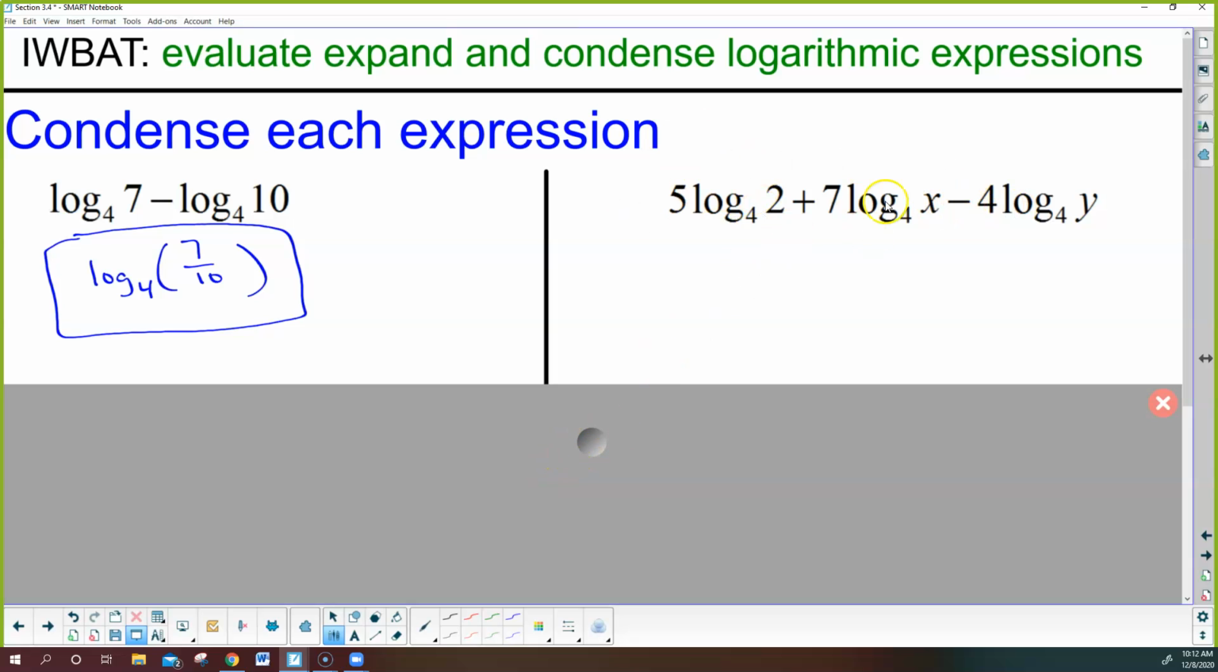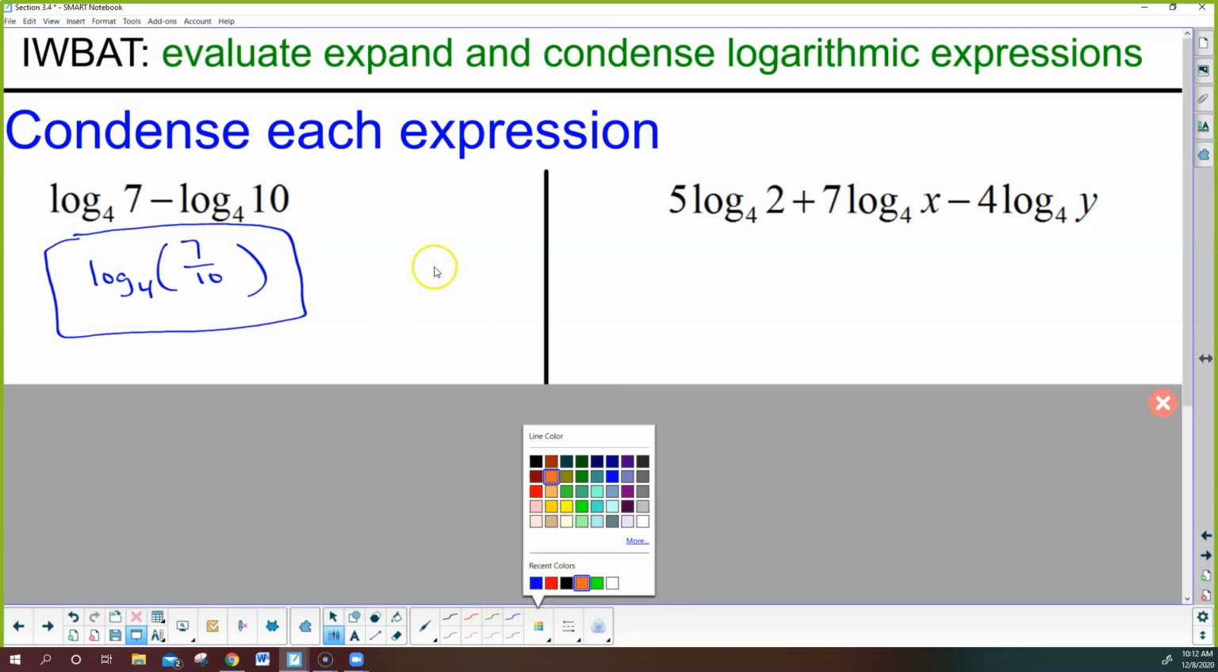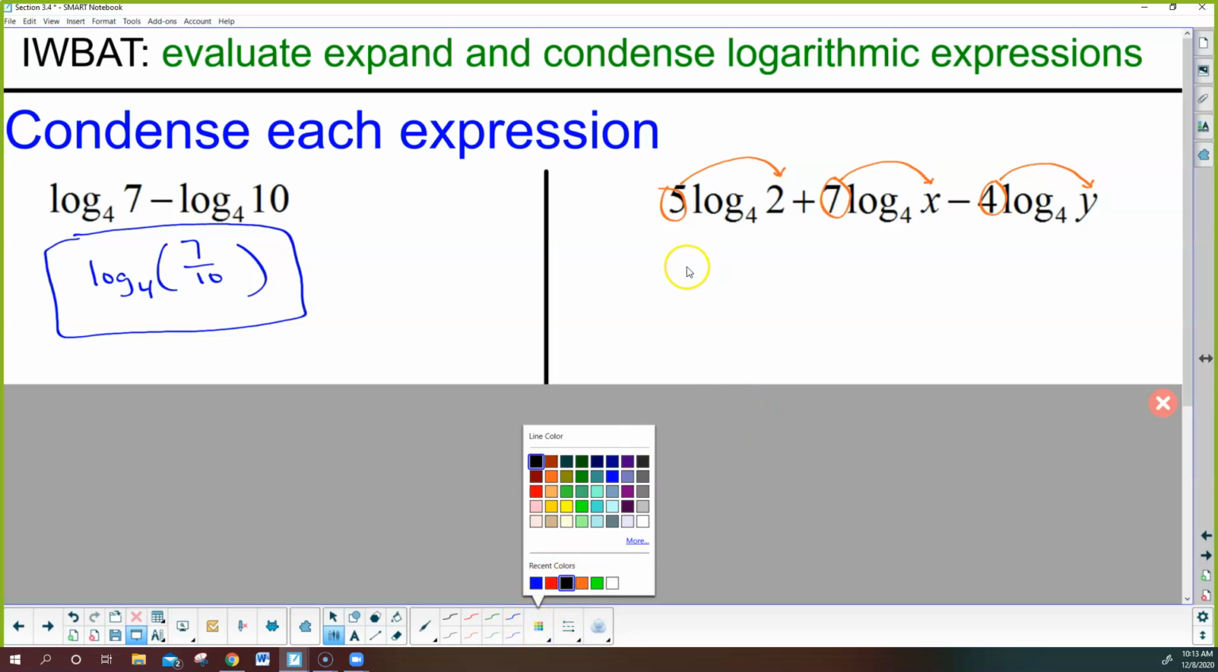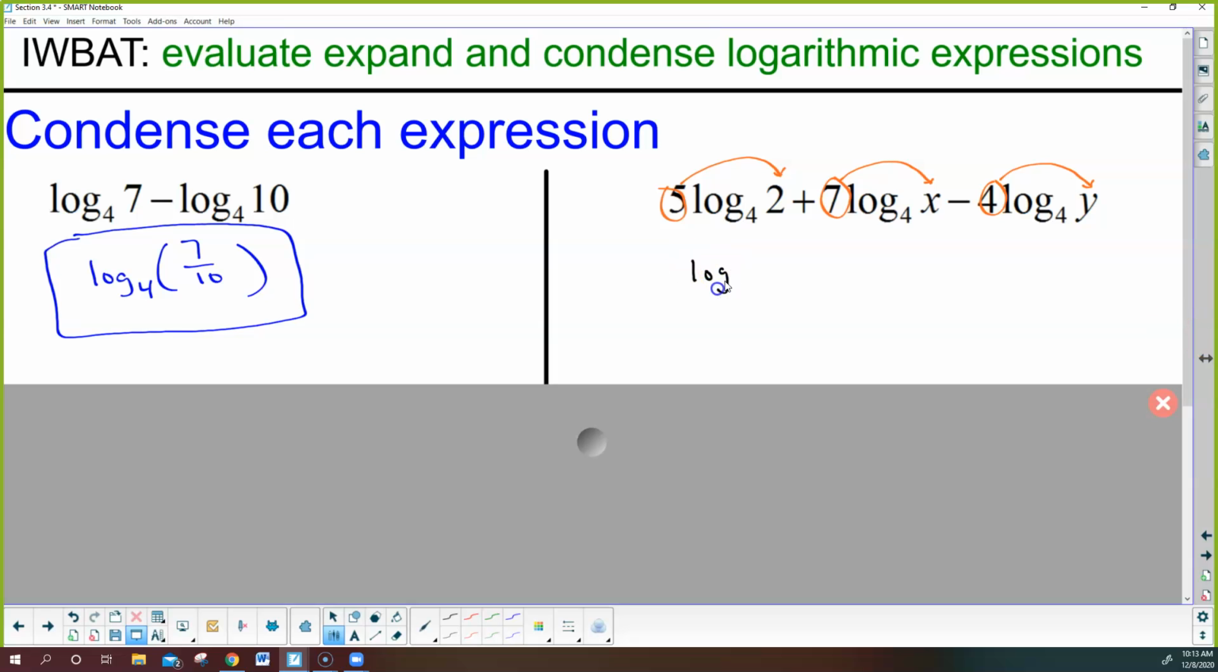Okay. Now on this one, we have a lot of constants out in front. So we kind of really amp up what's going on here. Right away, the 5 is going to come up by the 2. The 7 is going to come up for the x. And the 4 is going to come up here for the y. And then I'll do this just because you can kind of see the steps work out.